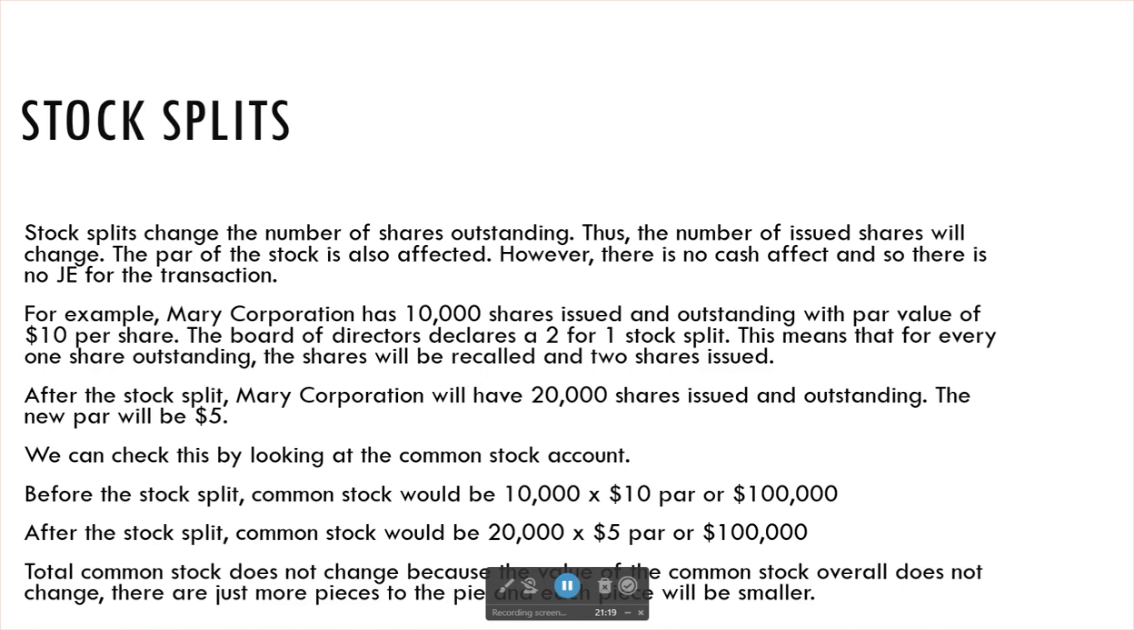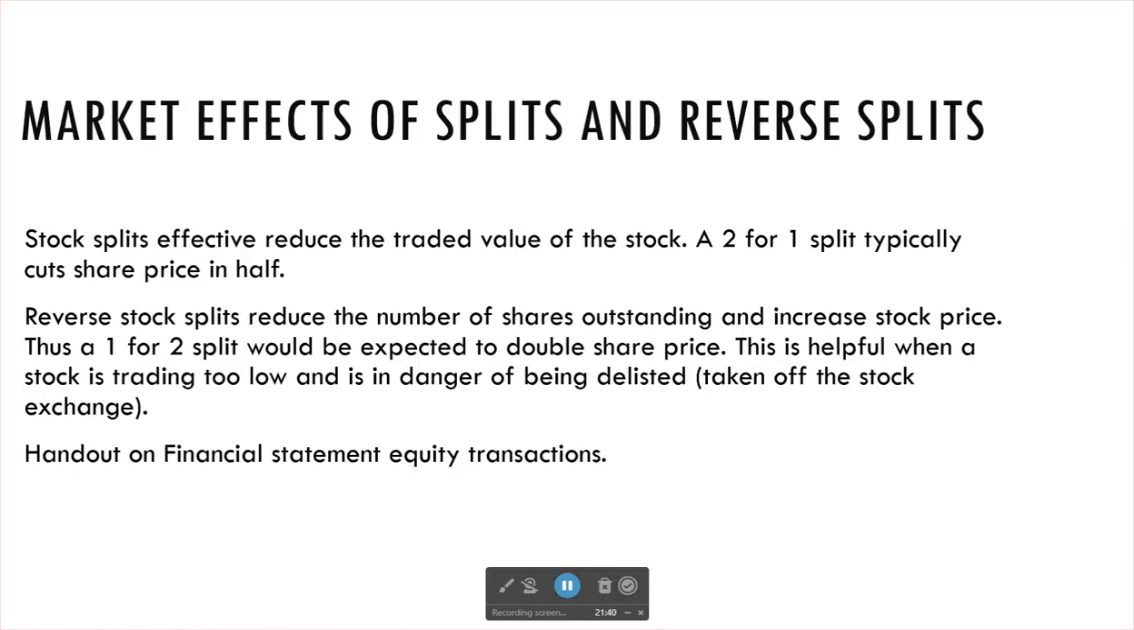However, since you have more shares outstanding, also the market price per share will change. So you might want to read, if you haven't already, the introduction which discusses how this all affects the market price, because that is really what we are getting at when we do these effects. The stock splits will effectively reduce the traded value of the stock. So a 2-for-1 will typically cut it in half.